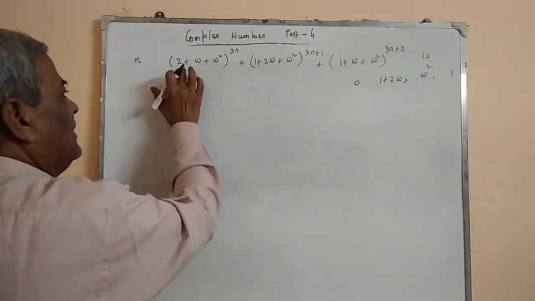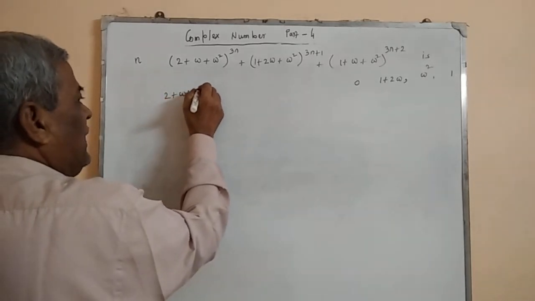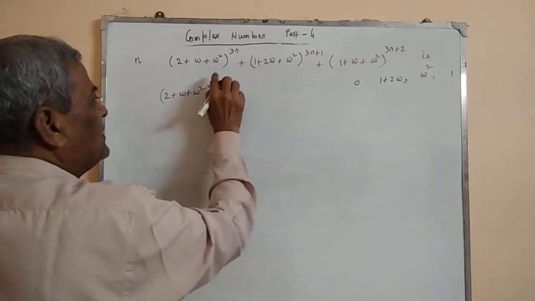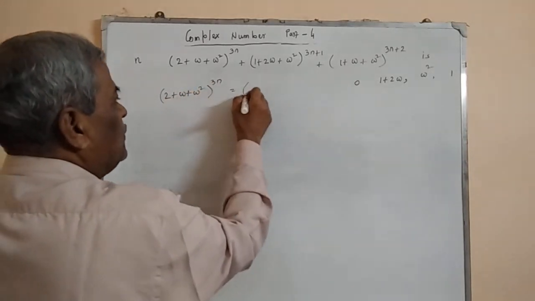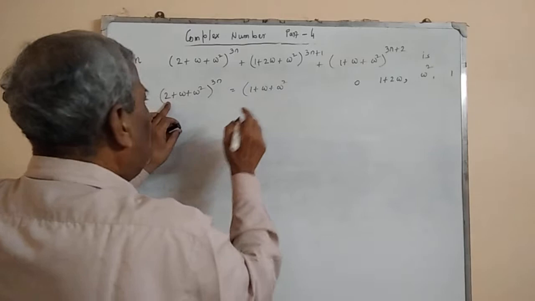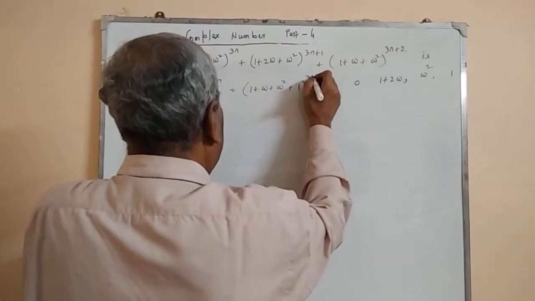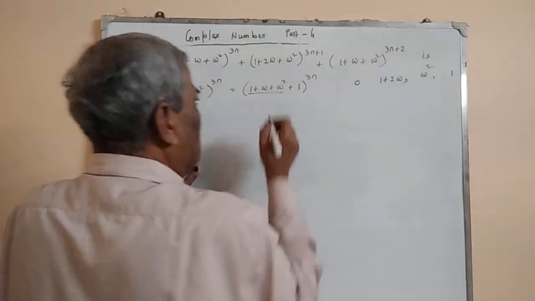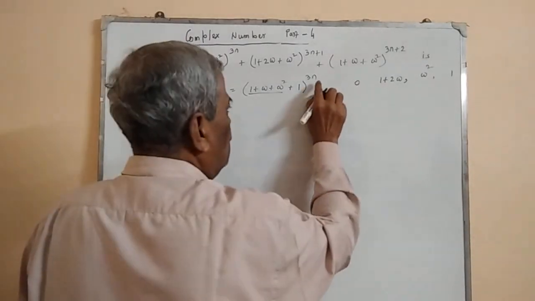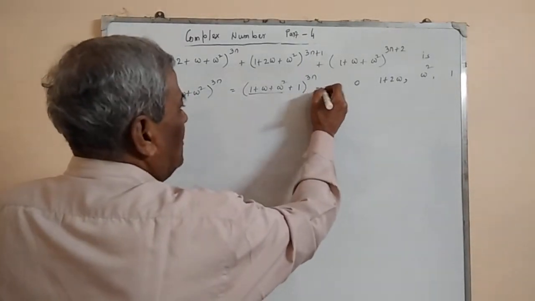Simplify one by one. This one is (2 plus omega square) to the power 3n. It is equal to (1 plus omega square plus one more 1) to the power 3n. Now 1 plus omega square is equal to 0. So 1 to the power 3n is always 1. So it is equal to 1.